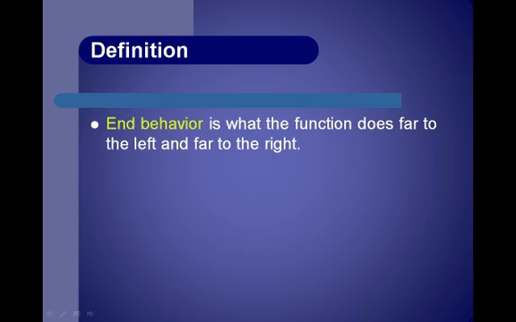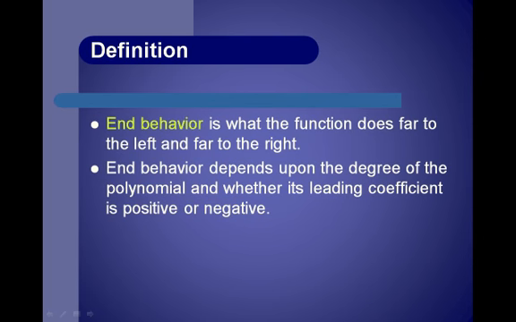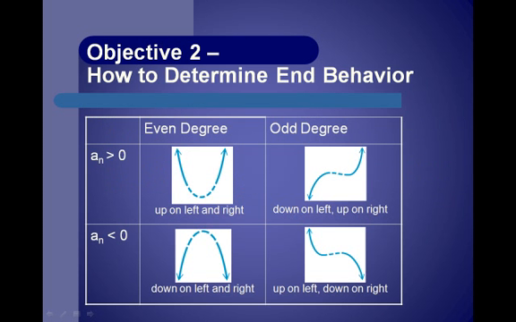Now, end behavior is what the function does far to the left and far to the right. The end behavior depends upon the degree of the polynomial and whether its leading coefficient is positive or negative. Objective 2 is how to determine end behavior.